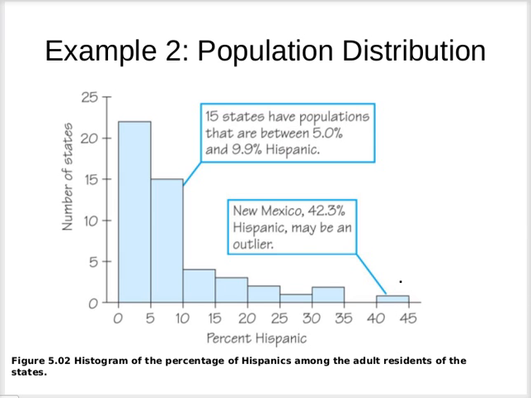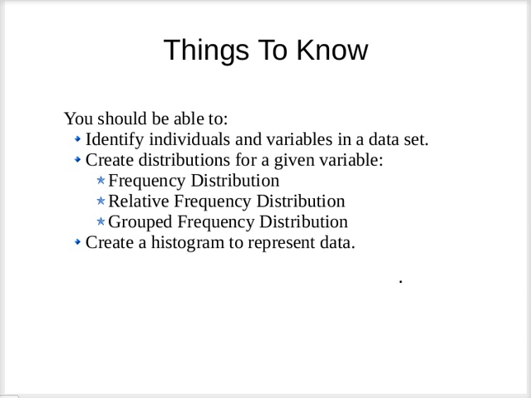So that finishes up this section. Here are some things that you should know. You should be able to identify individuals and variables in a data set. So tell me who the individuals are and what the variables are. Using a data set, you should be able to create distributions for a given variable. And we went over 3 different types of distributions.